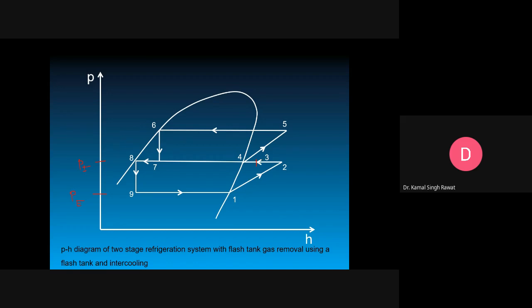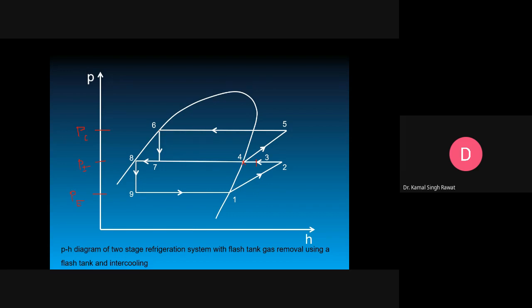Now, at point 3, again we have superheated vapor. This superheated vapor will convert into saturated vapor when we bubble it through the liquid in the flash chamber. Now, this saturated vapor is sent into the second compressor, where it is compressed isentropically and pressure is increased from the intermediate pressure to the condenser pressure. So, 4 to 5 is isentropic compression. Then 5 to 6 is heat removal in the condenser, and at point 6 we have saturated liquid.